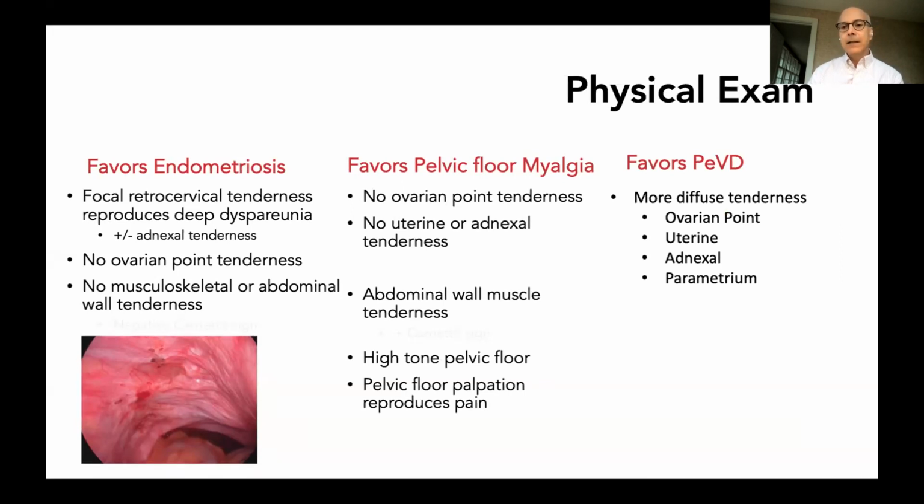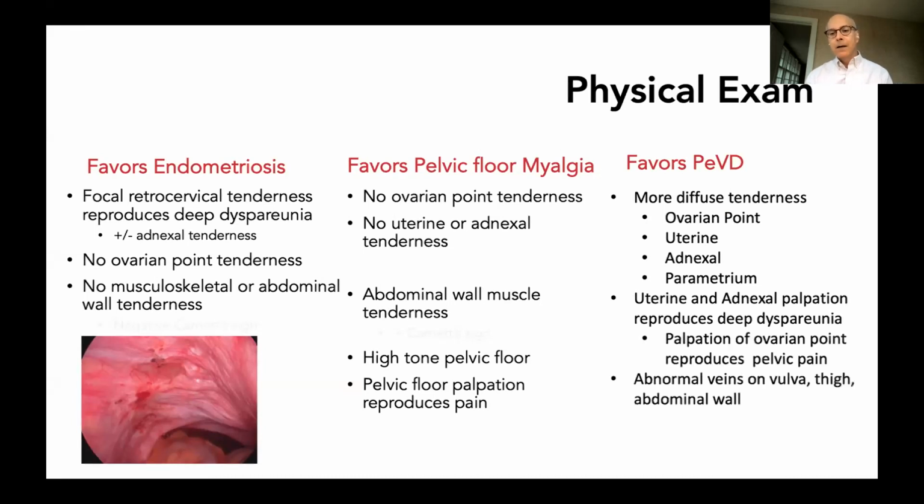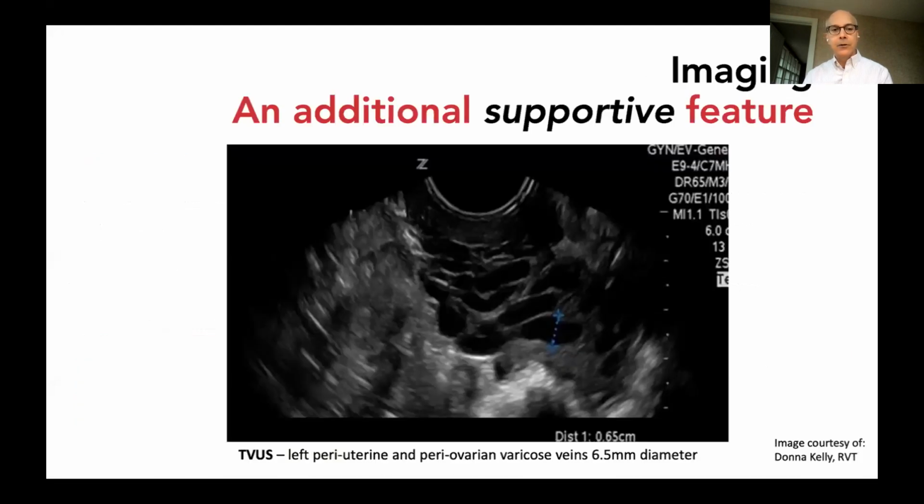Patients with PeVD tend to have more diffuse pain. Again, the ovarian point palpation may lead to pain, and on bimanual exam, the uterus or the adnexa may be tender. And again, that may reproduce the pain that the patient's complaining about, particularly the deep dyspareunia that they often have. They may have abnormal veins on their vulva, on their thigh, and on their abdominal wall, as Dr. Veith had alluded to as well, but specifically no pelvic floor tenderness, unless again, they have central sensitization.